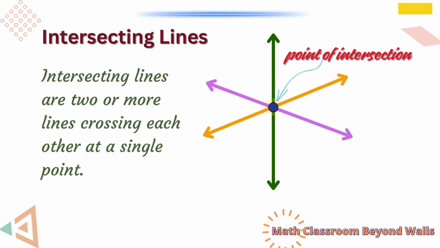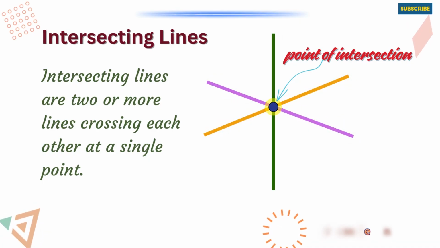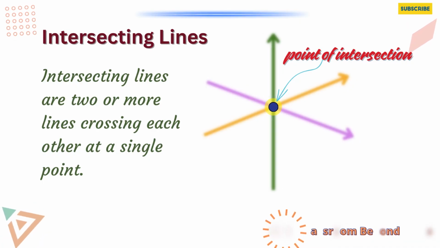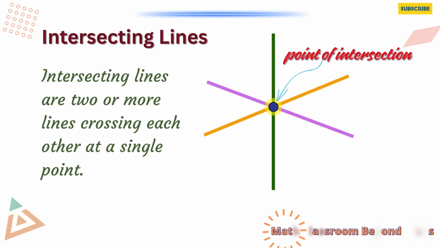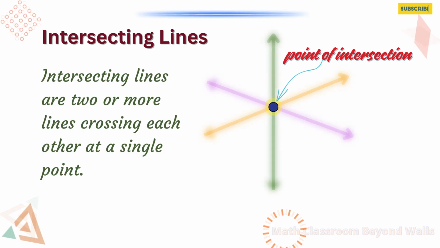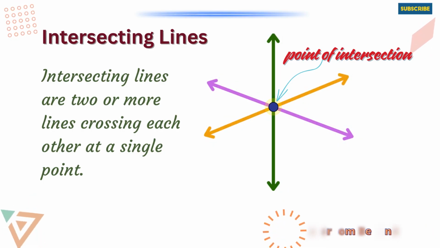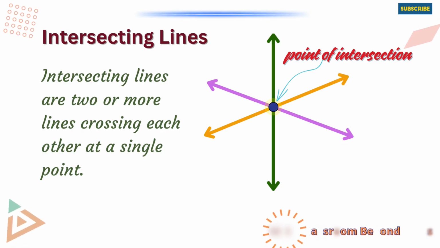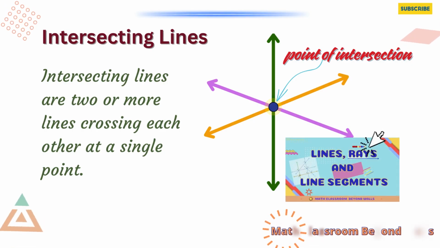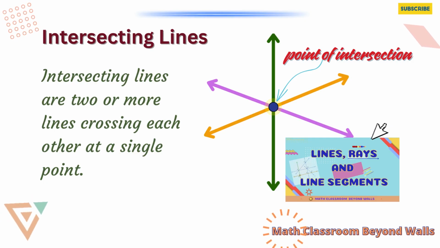Though the video lesson is on intersecting lines, rays and line segments, being parts of lines, may also be described as intersecting when the lines containing those parts are intersecting. A detailed description of lines, rays, and line segments, together with how they are named, is in the video lesson entitled Lines, Rays, and Line Segments. The link is down below.